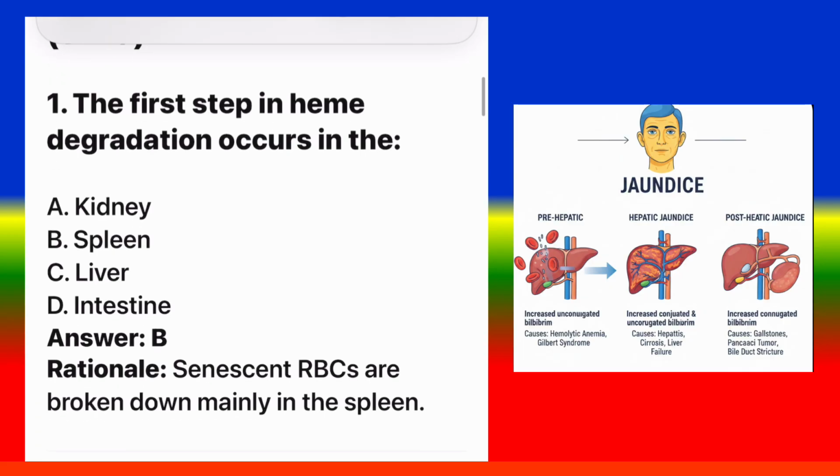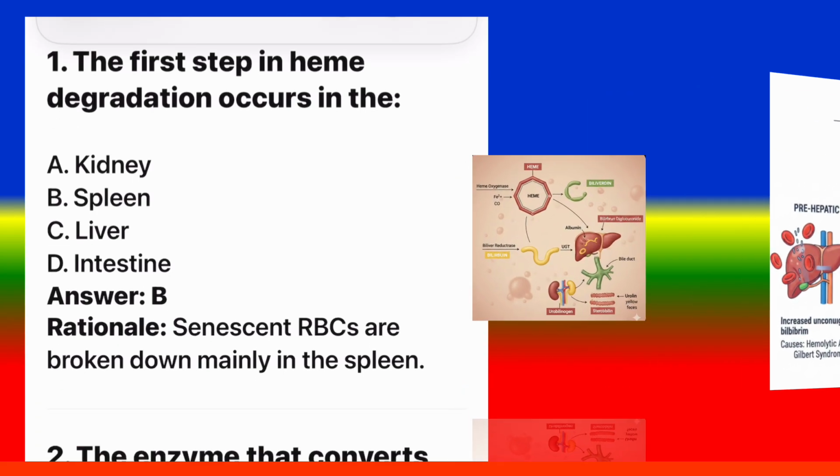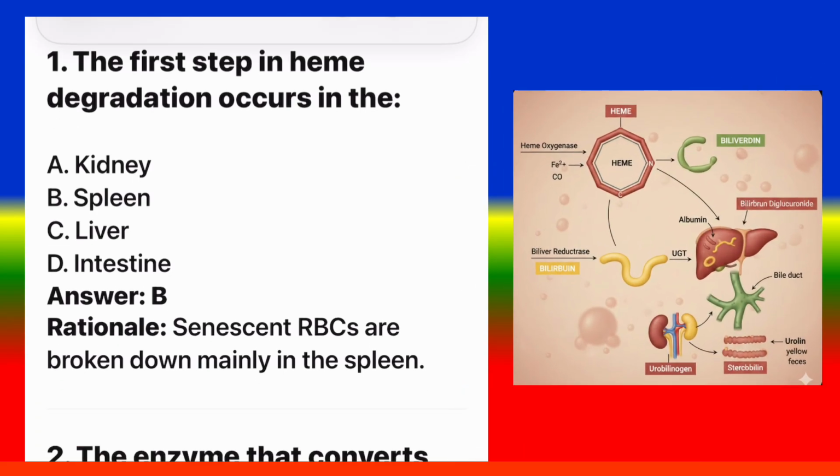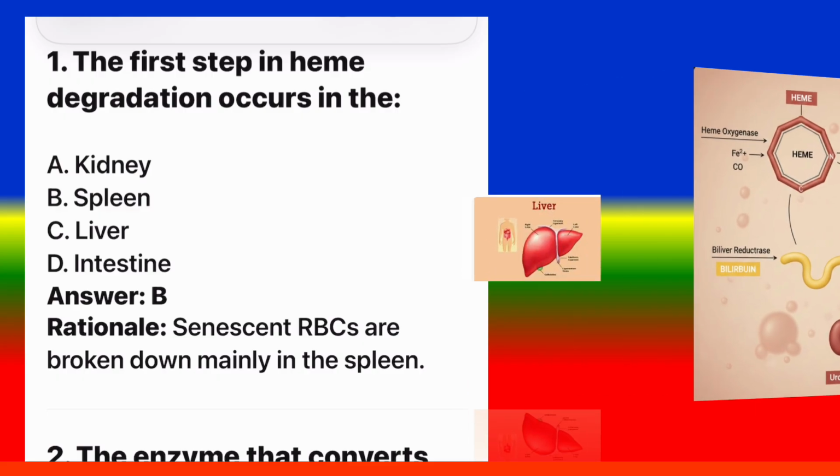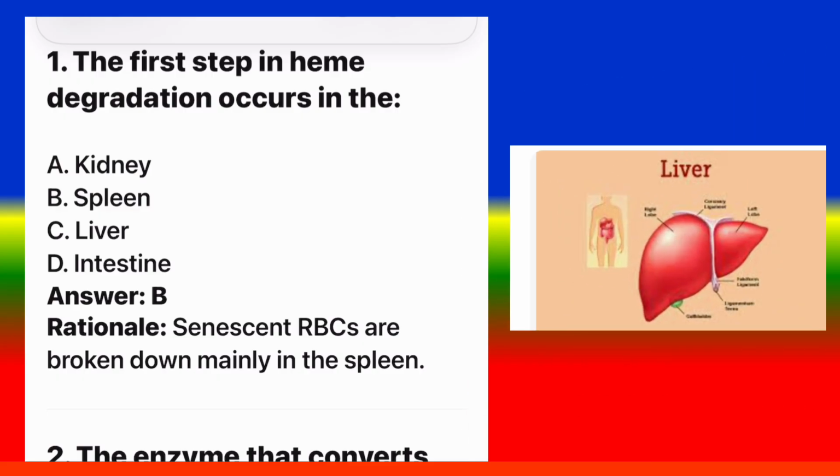1. The first step in heme degradation occurs in the: A. kidney, B. spleen, C. liver, D. intestine. Answer B. Rationale: Senescent RBCs are broken down mainly in the spleen.